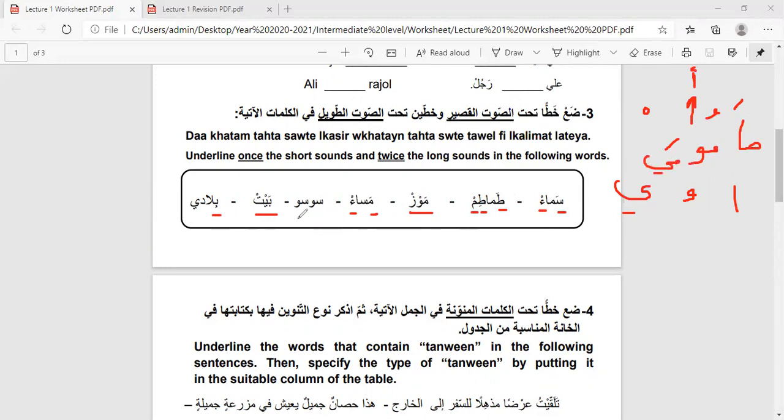Okay, here we have su, 2 lines. Here we have ma, also 2 lines. Here we have sa. Here we have ladi. Okay.